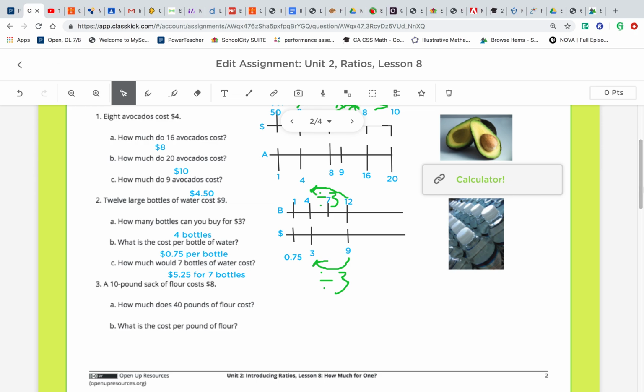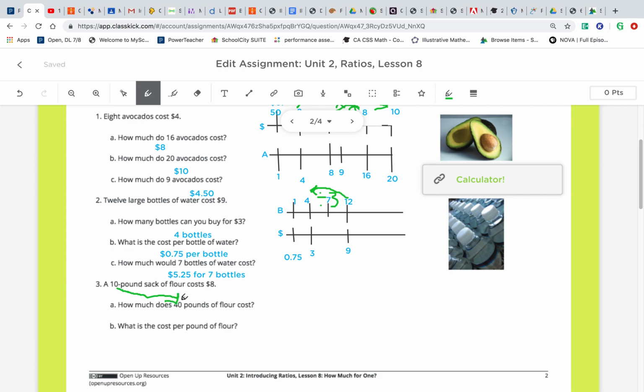So number 3 says a 10-pound sack of flour costs $8. How much does 40 pounds of flour cost? Okay, so at this time, you've seen a couple of number lines here. I want to show you how you can maybe start to visualize this a little bit without actually having to take the time to make the number line. So if you look here, 10-pound sack of flour, 40 pounds of flour. Watch this. I'm just going to draw a line saying here from 10 to 40.